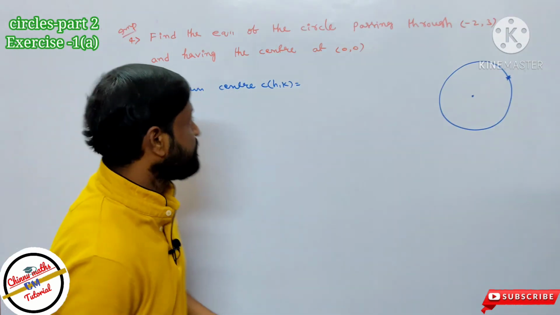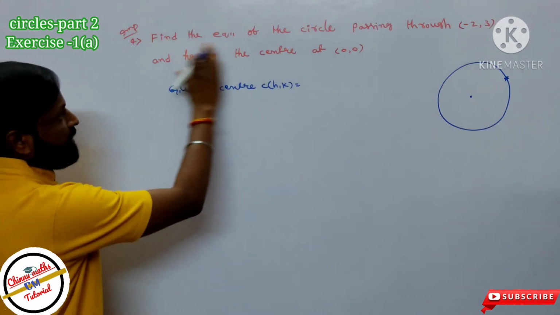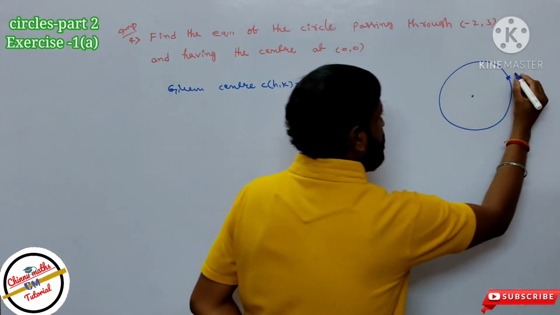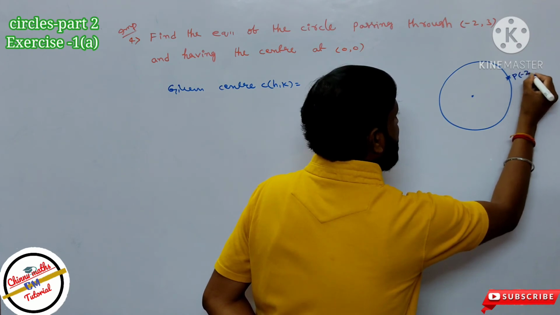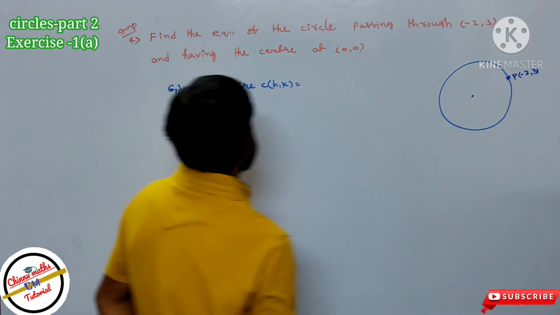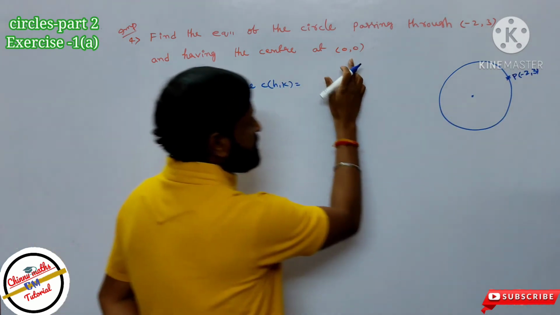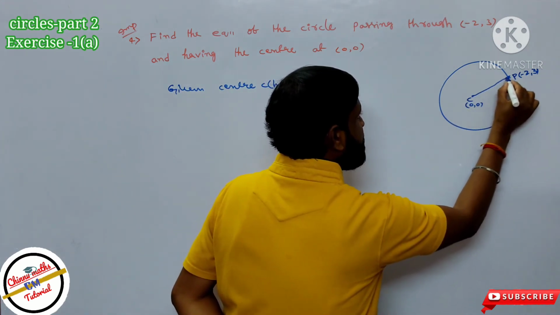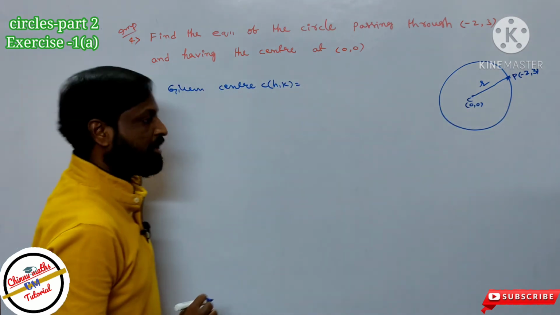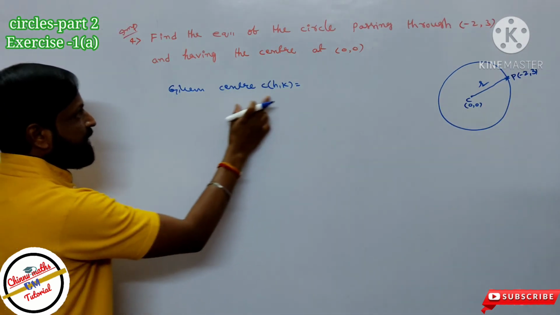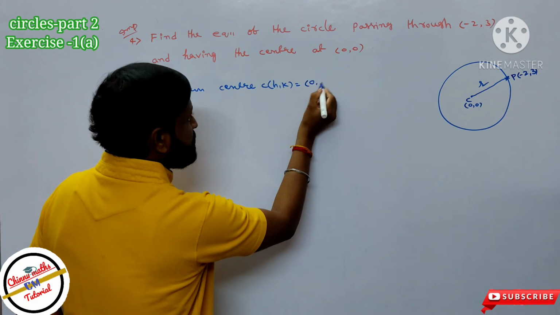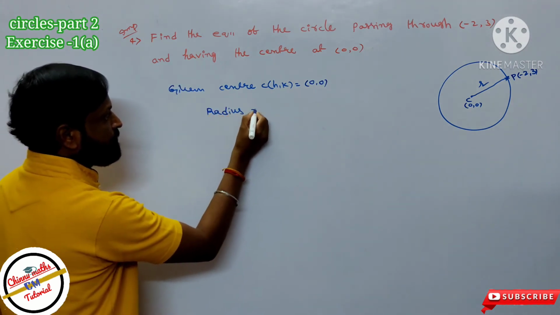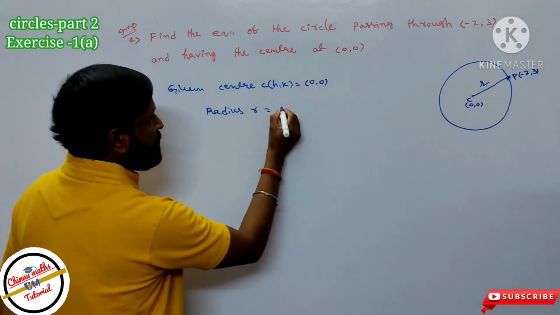Discuss the same question, important. Find the equation of the circle passing through the point (-2, 3). Passing through the point means P (-2, 3) lies on the circle, and having the center at (0, 0). The given center C equals (0, 0). Joining them, you will get the radius R. According to the problem, given center (h, k) equals (0, 0) and radius R equals, what is the radius R equal to?